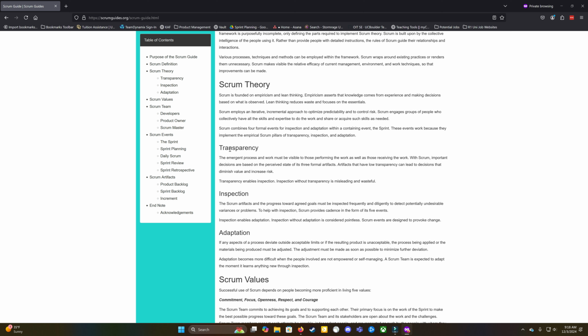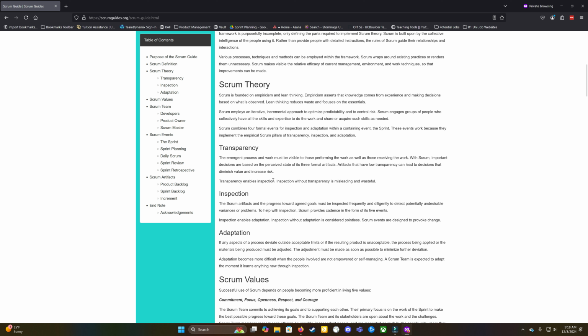The emergent process and work must be visible to those performing the work as well as those receiving the work. With Scrum, important decisions are based on the perceived state of its three formal artifacts. Artifacts that have low transparency can lead to decisions that diminish value and increase risk. The artifacts that they're referring to here are the three Scrum artifacts: the product backlog, the sprint backlog, and the increment.